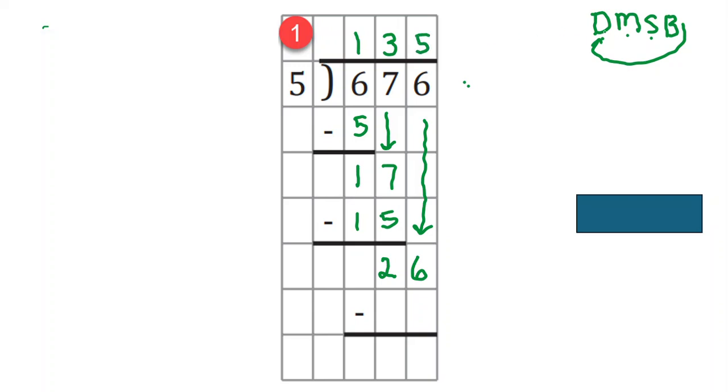Okay, we just divided. Now we're going to multiply. This 5 times this 5. 5 times 5 is 25. You subtract, and you get 1. There's 1 left over, okay? So the quotient here is 135, right? 135. And the remainder is 1. There's 1 left over. So 5 will go into 676 135 times, and then we'll have 1 left over.